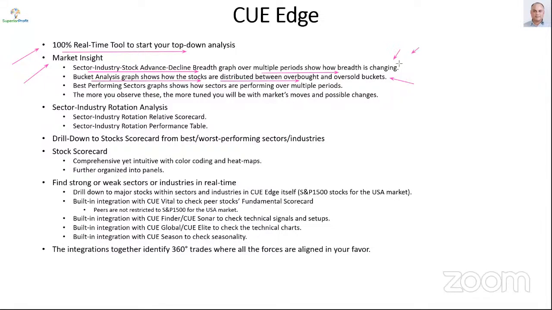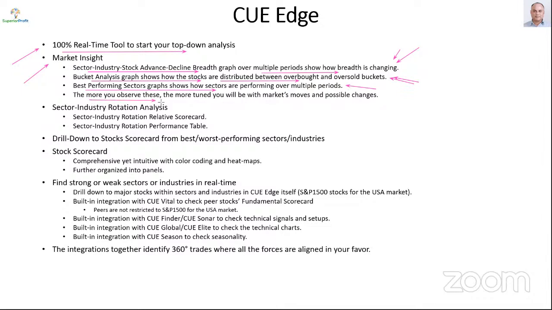That was available from sector, industry, stock, advanced decline breadth also. So both advanced decline breadth as well as bucket analysis not only show today's insights in real time, but also compare today's data with the previous day's data. Then for market level insight, Q Edge provides the sector graphs, how the sectors are performing over multiple periods.